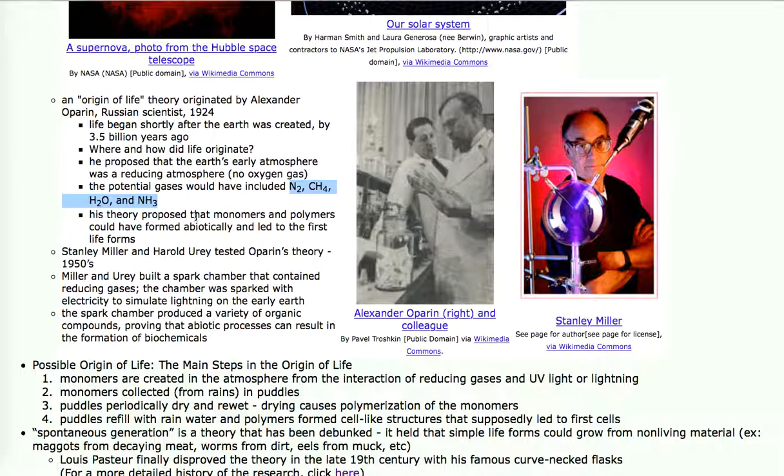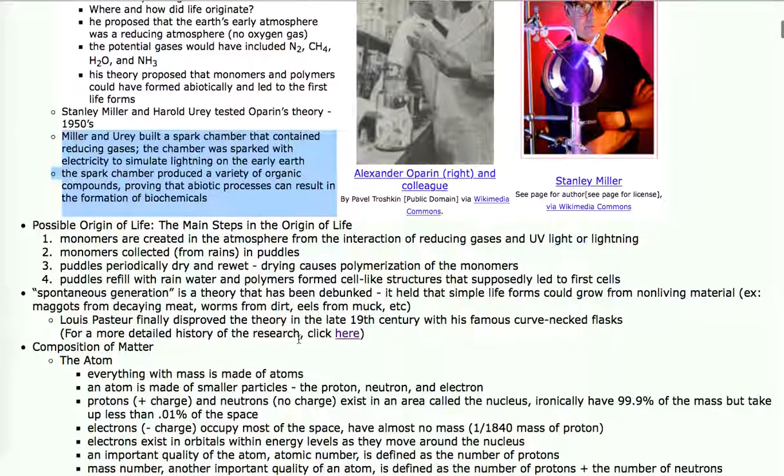His theory proposed that monomers, like simple carbohydrates and simple amino acids, formed in the atmosphere as a result of the interaction of these reducing gases. In the 1950s, Stanley Miller and Harold Urey thoroughly tested Oparin's theory by building a spark chamber that contained only reducing gases. After a week of sparking the chamber with electricity, their chamber produced all kinds of organic molecules, proving that you could generate organic molecules from simply the interaction of electricity and reducing gases.